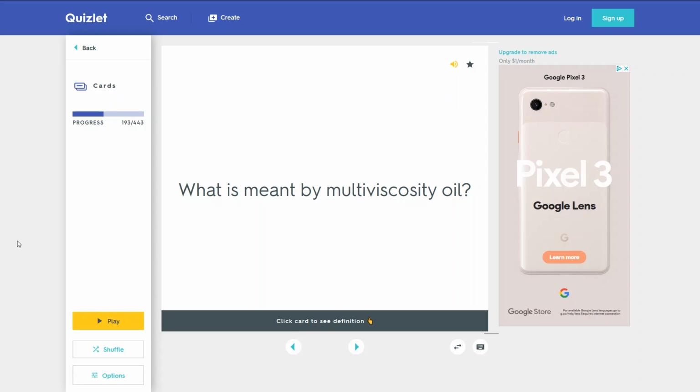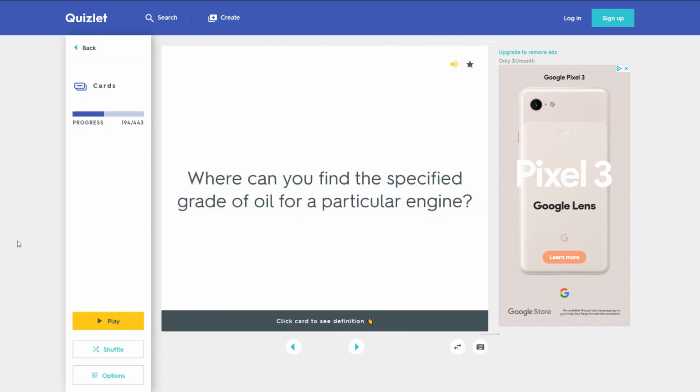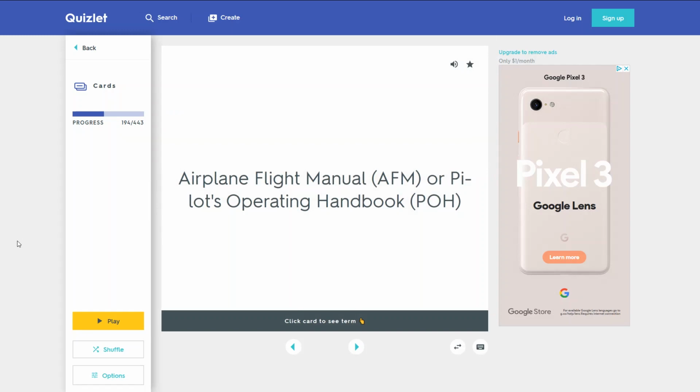What is meant by multiviscosity oil? A type of oil with varying viscosity. When the oil is cold, it will have low viscosity, but when it warms up, the viscosity will increase for better lubrication. 5W30 has a viscosity index of 5 when it is cold, but 30 when it is warm. Where can you find the specified grade of oil for a particular engine? Airplane Flight Manual or Pilot's Operating Handbook.